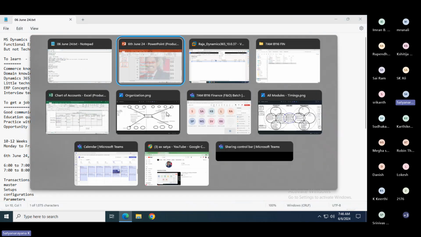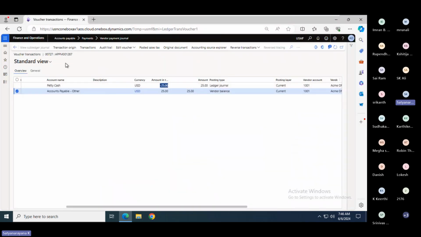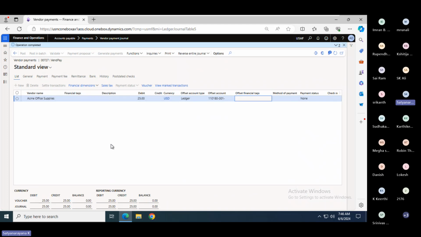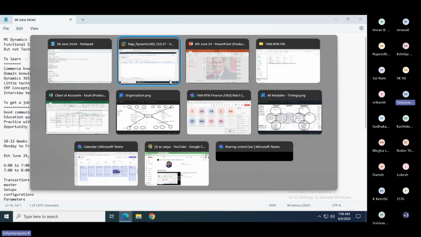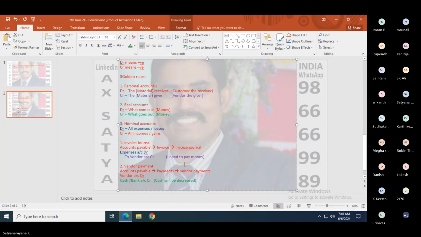If you open this application, you can finish it in 1 minute. But you need to understand what exactly we are doing and why. Okay, these golden rules, I will discuss with you about debits and credits for at least 1 week, 2 weeks. I will explain these debits and credits. Don't panic. You will understand very clearly.